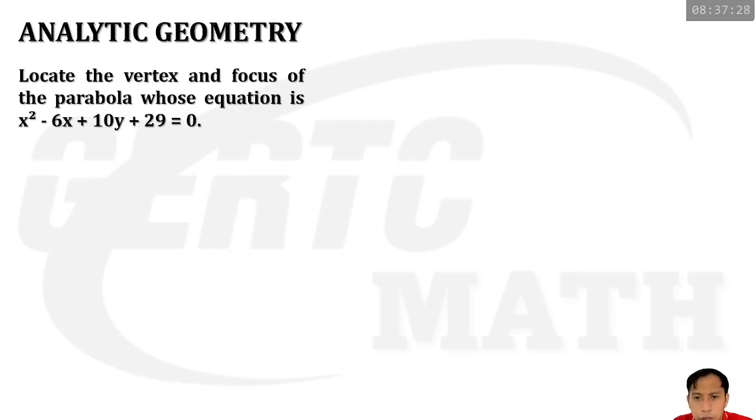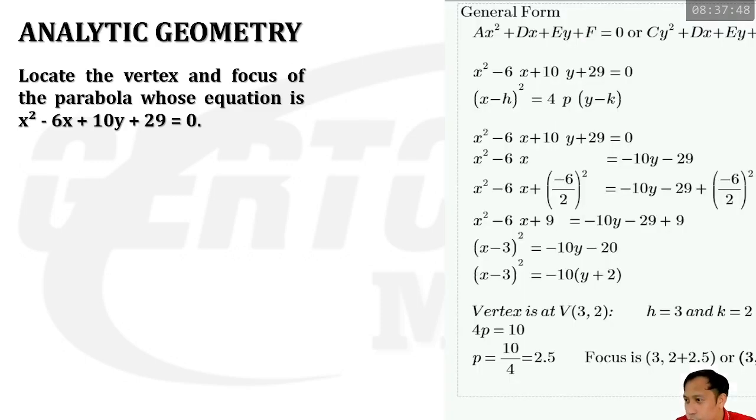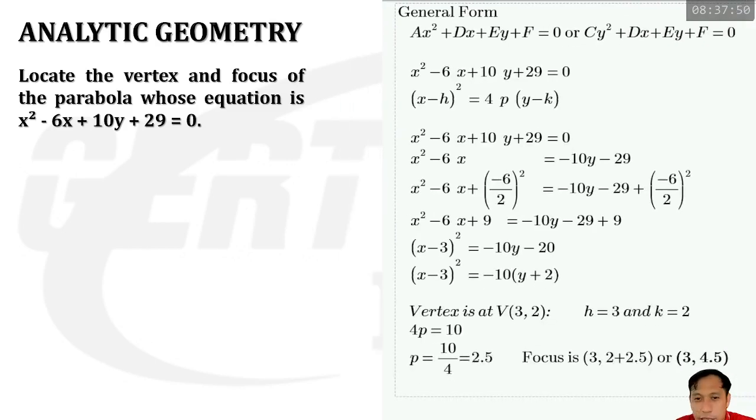Wait, isn't the 10 negative? Okay. Guys, the 10 is negative. So this should be negative, and this should become positive 2. Oh, we made a mistake. I made a mistake. When we transferred 10 to the other side, it became negative 10y, so this has to be negative.